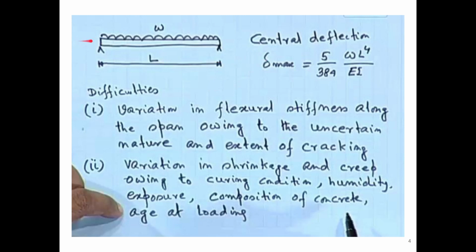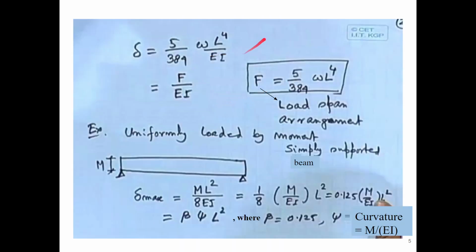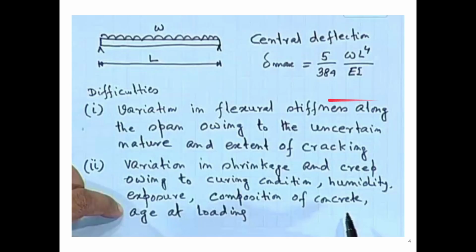If we assume this beam to be simply supported, we will find that the maximum central deflection occurring is 5/384 WL^4 by EI. You will get this from the mechanics class, and even from the structural analysis course you will have an idea of how it is calculated. So delta is 5/384 WL^4 by EI for the UDL case in a simply supported beam.